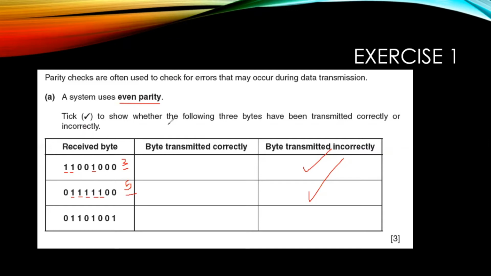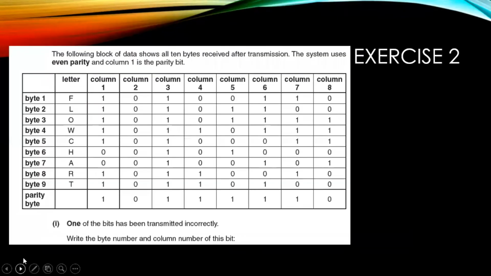For the third part now, 0, 1, 1, 0, 1, 0, 0, 1. In this case, I have 1, 2, 3, 4. So there are 4 ones. Since there are 4 ones, it is even. Okay, 4 is an even number. An even number is one that is exactly divisible by 2. Therefore, the byte has been transmitted correctly. This is one type of exercise that you may get for parity checking. Okay, let's look at this exercise now.